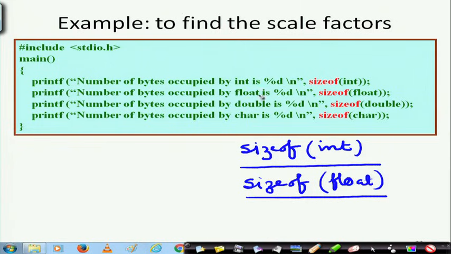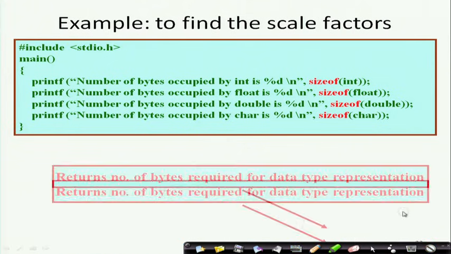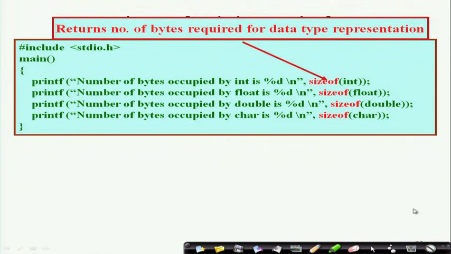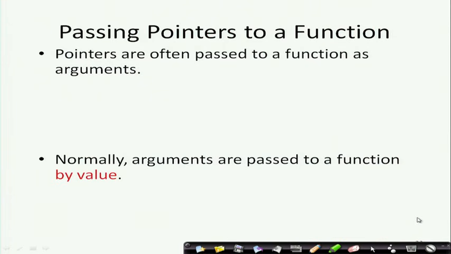So, the number of bytes occupied by a float is sizeof(float). If you give that, the system will return the number of bytes required for that representation. So, if in a system you run this and you find that float is 4 and int is 4, then you know what my scale factor is.